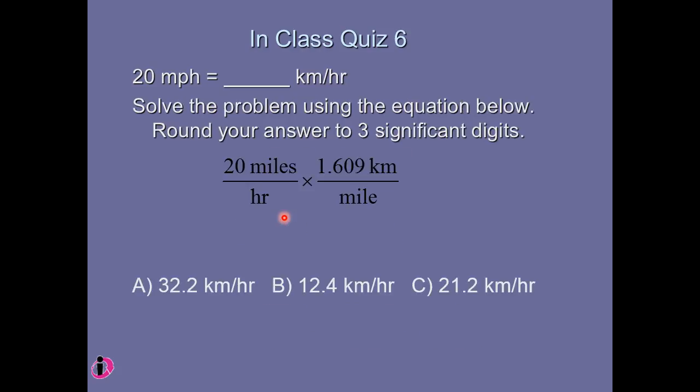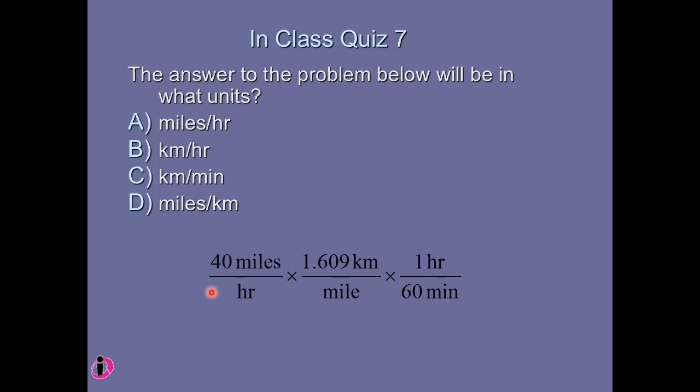Okay, if I do the math, what happens? I just have to multiply 20 times 1.609, right? At the bottom is all 1. So it will be pretty much like 32.2 kilometer per hour. So the right answer should be A, right? Okay. Oops.